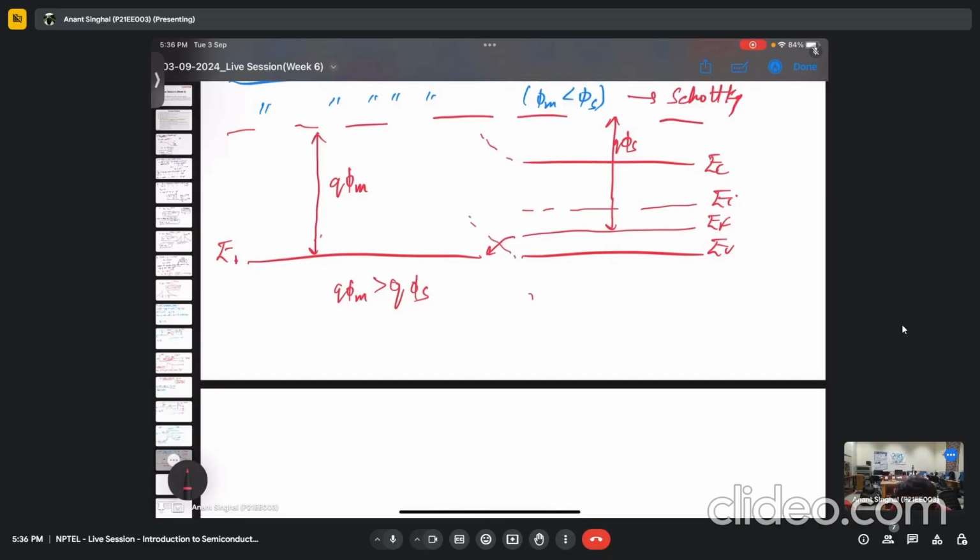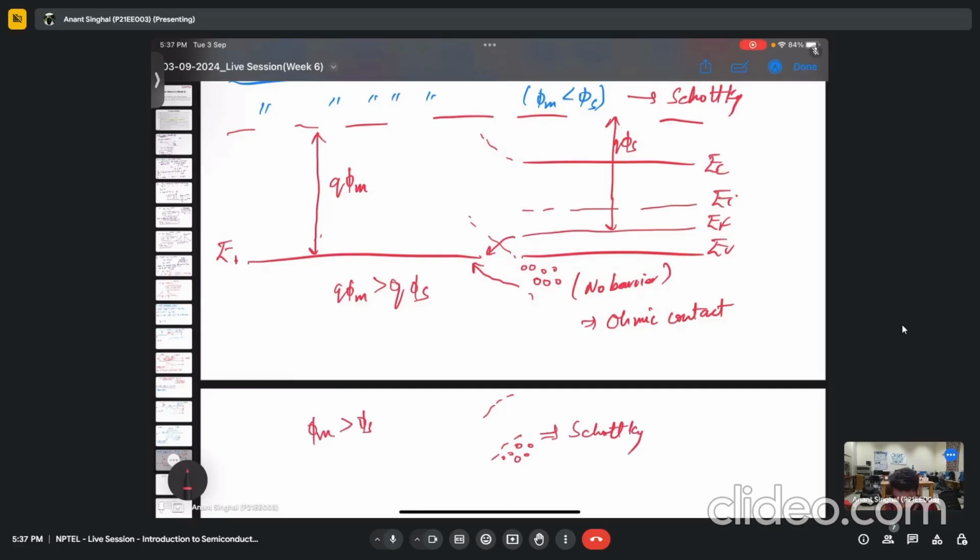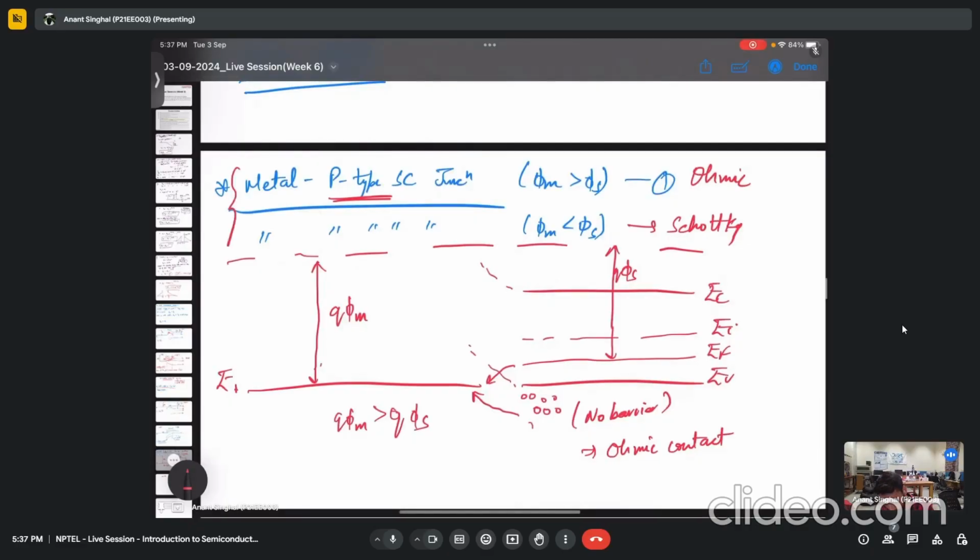Once the bands go up, in p type we have majority holes. Holes prefer to go up the hill very quickly, so there will be no barrier, and that will result in an ohmic contact. Similarly, if you make it for phi m less than phi s, holes get accumulated and there will be a barrier, and that will result in a Schottky contact. I'm making it very quick because this is very straightforward. You can make the band diagrams for both Schottky and ohmic for these two cases also.